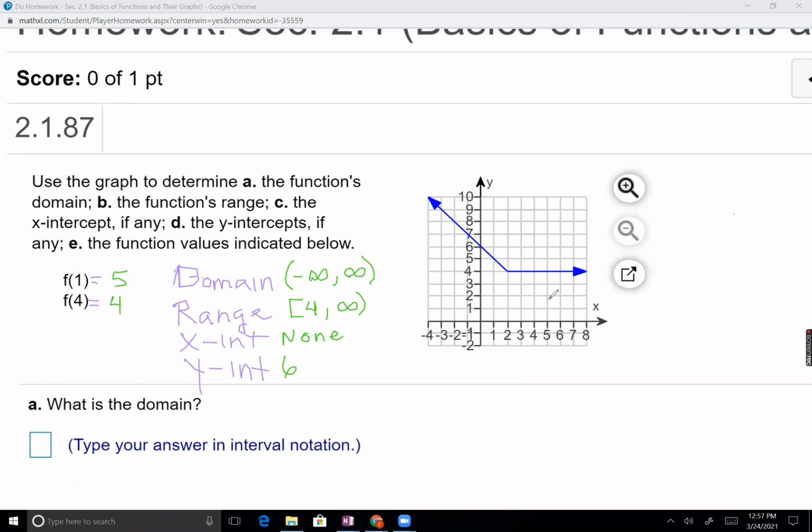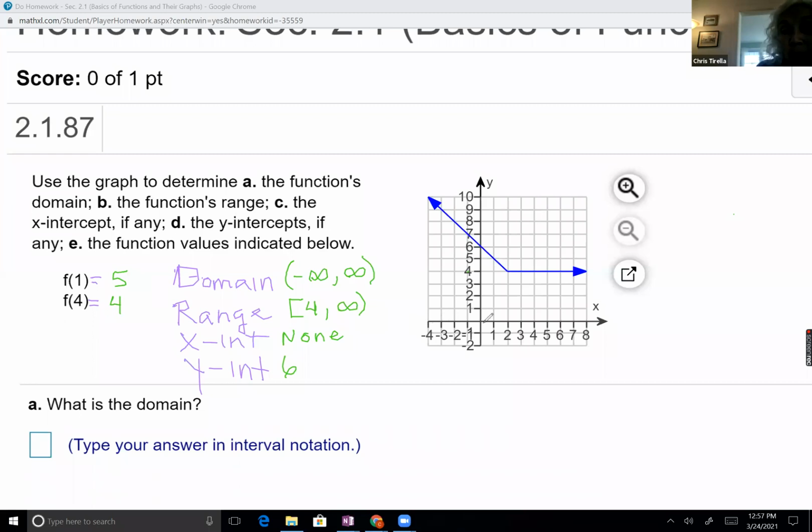Yeah, I'm ready. Okay, domain, X values. It keeps going to the left, it keeps going to the right, so it's all real numbers, negative infinity to infinity. Range, the Y values. The lowest that this thing goes is 4, and it keeps going up from there, so it's the interval closed at 4 to infinity.